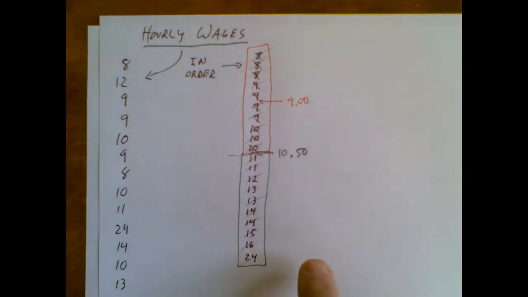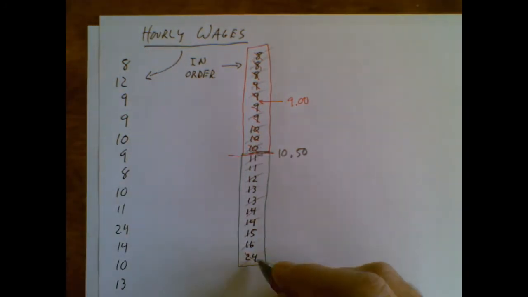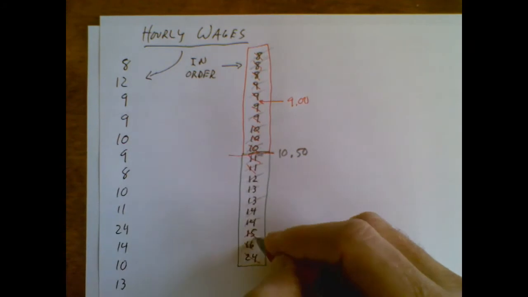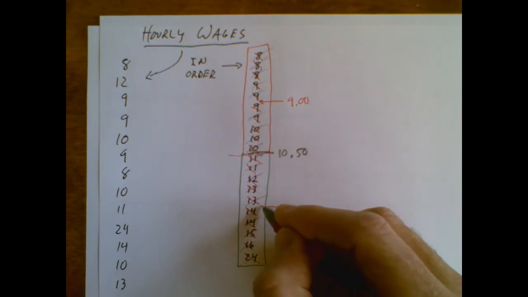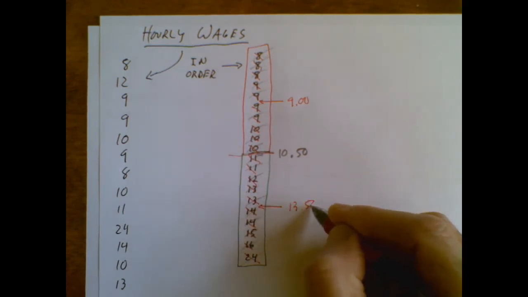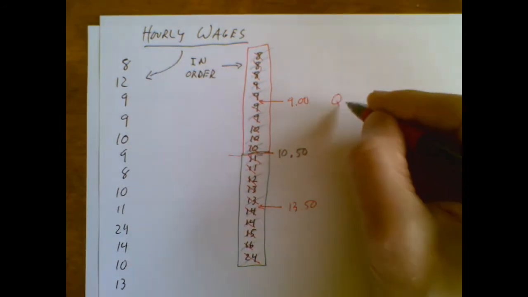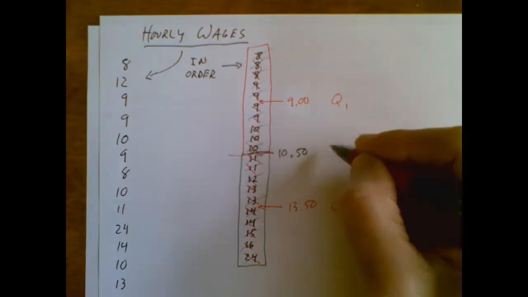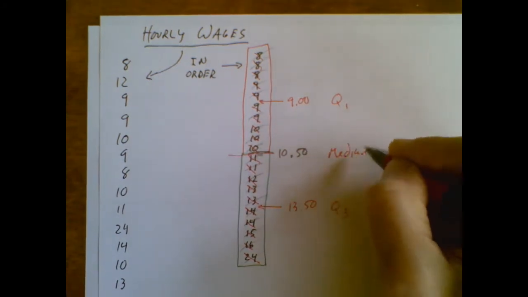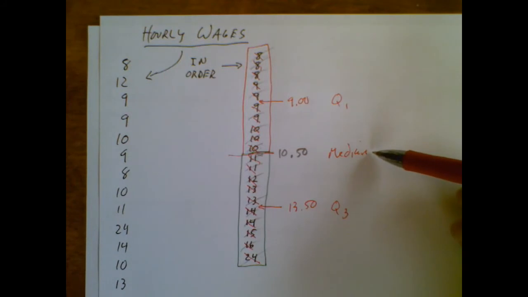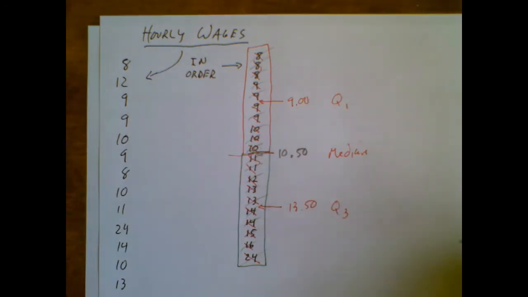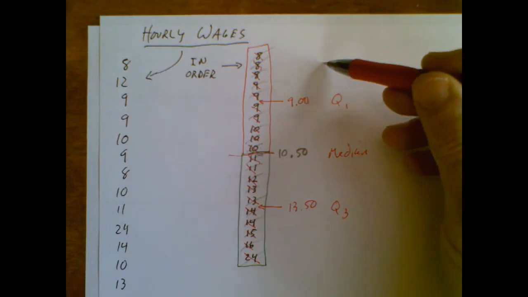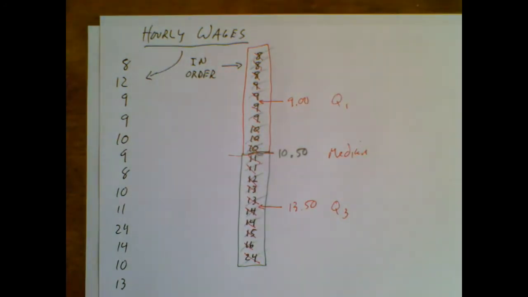I'm going to do the same thing over here. Largest, smallest, largest, smallest, largest, smallest, largest, smallest. And then I would go largest, smallest. The data piece that's right between there is 13.50. So this is Q1, this is Q3, this is the median. 50% of the people earn less than 10.50, 75% of the people earn less than 13.50, and 25% of the people earn less than $9.